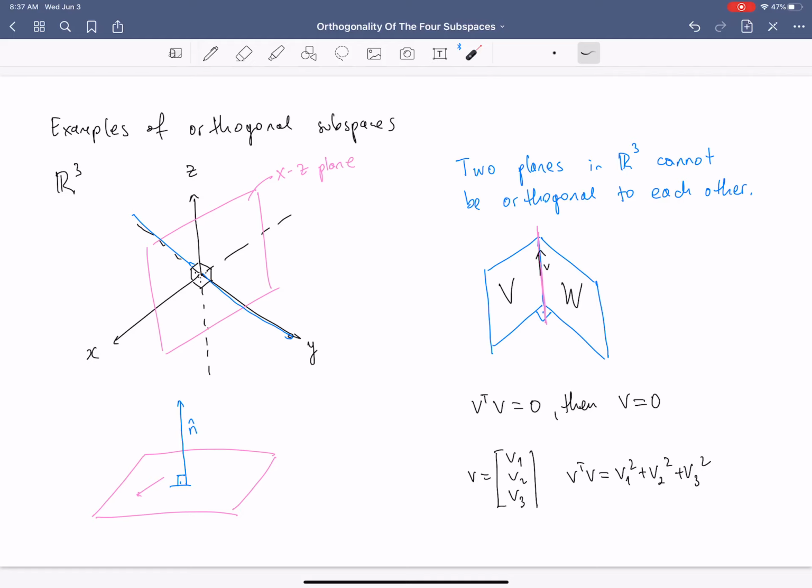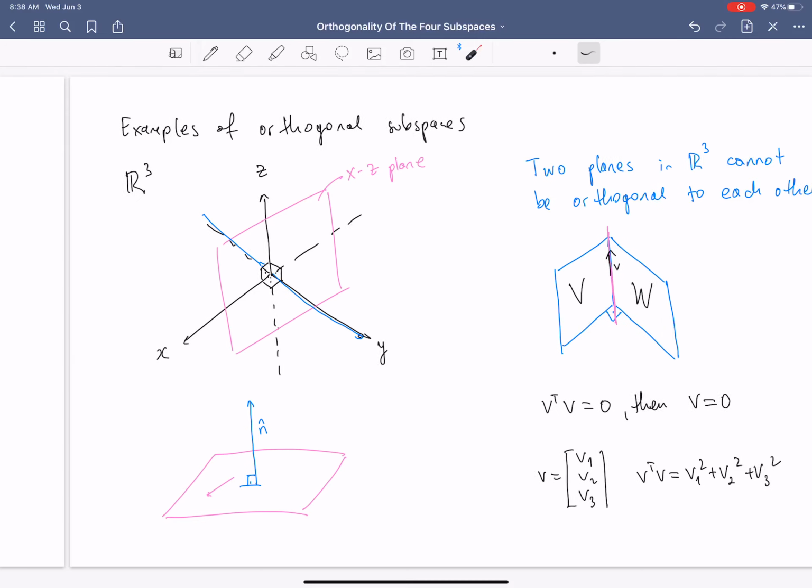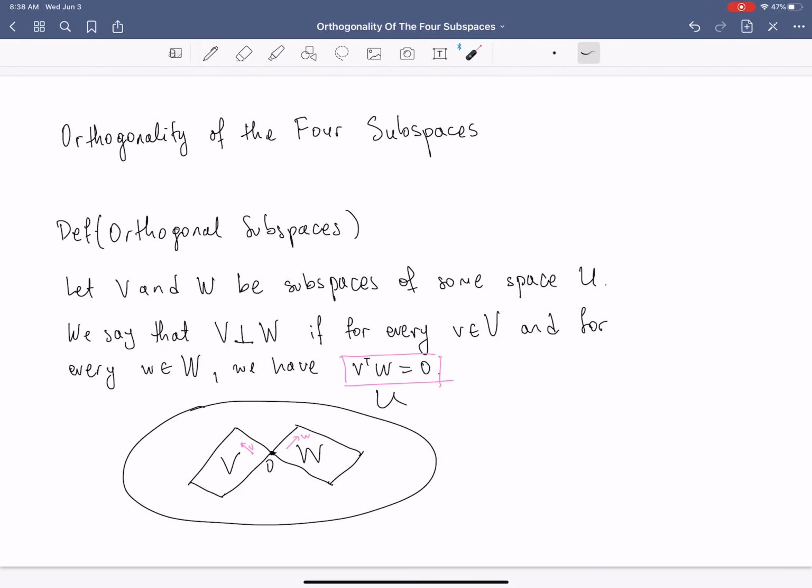So the 0 vector, by this definition, will be orthogonal to every single other vector. Therefore, it must be in every subspace. And therefore, two orthogonal subspaces must only intersect at the 0 vector and nothing more, which is why I was working hard to draw this picture where these two spaces can only intersect at the 0 vector, or the origin if you're thinking of an Rn, Rm type of space.